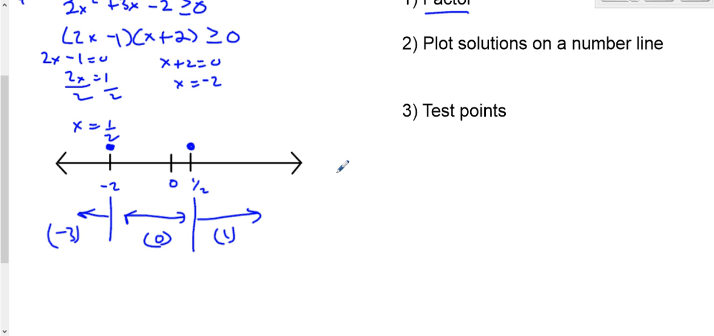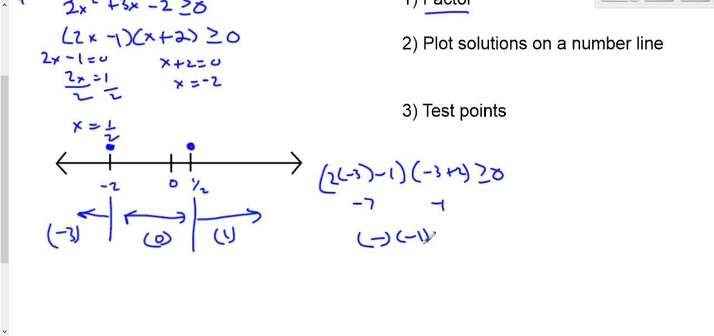So when I test the negative 3, I get 2 times negative 3 minus 1 times negative 3 plus 2. And I'm going to test to see if that's greater than or equal to 0. 2 times negative 3 is negative 6. Minus 1 is negative 7. Negative 3 plus 2 is negative 1. That's a negative times a negative, which is a positive answer that is greater than or equal to 0. So yes.